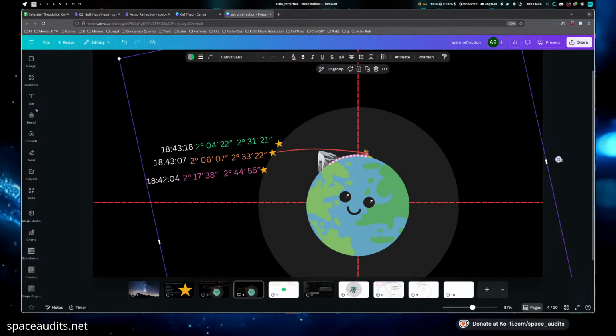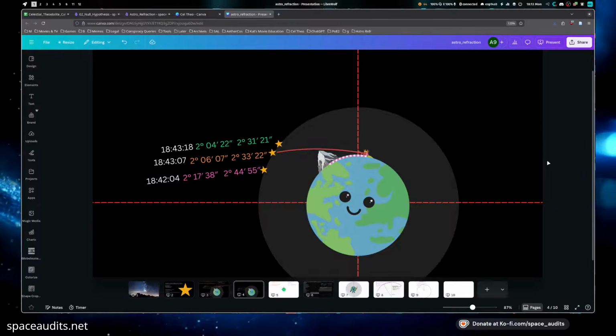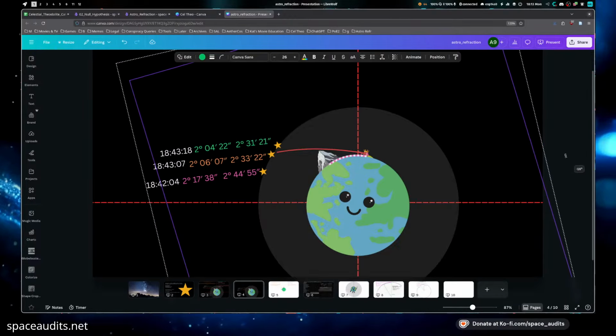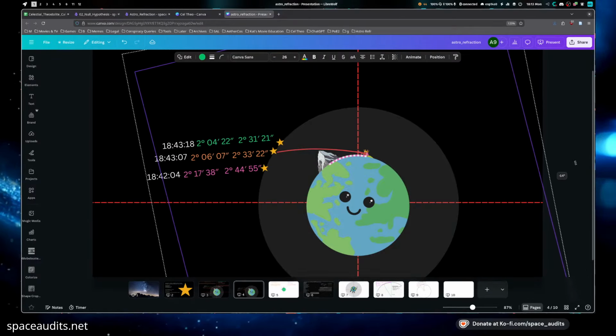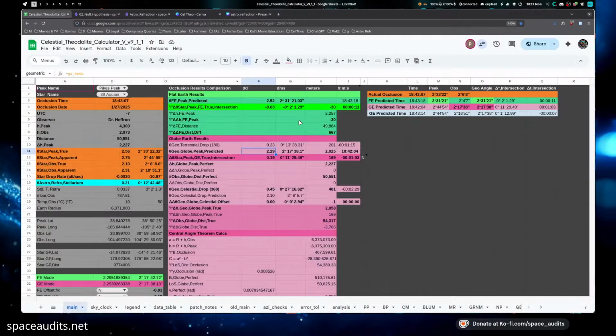So we have our actual occlusion time, and then a few seconds later, I think it's like 10 seconds or something like that, 11 seconds later, we have our predicted time for flat Earth. So we're super, super close there on that. Now, what do we do with that information though?